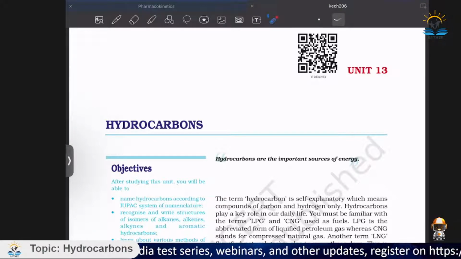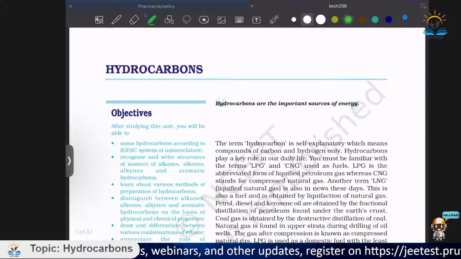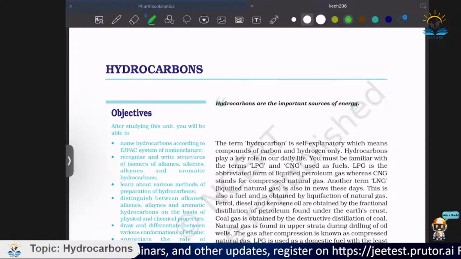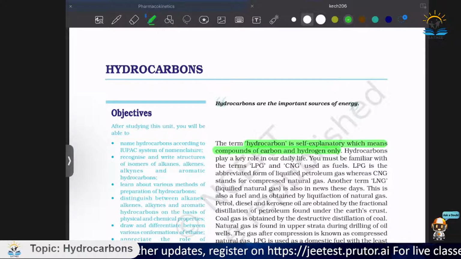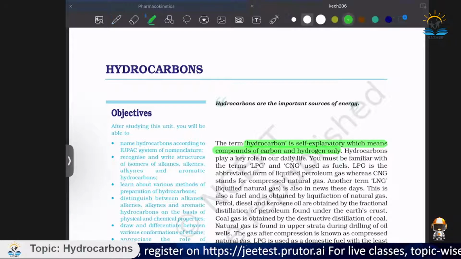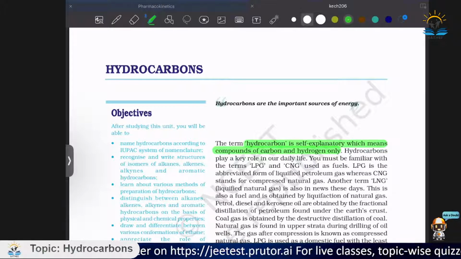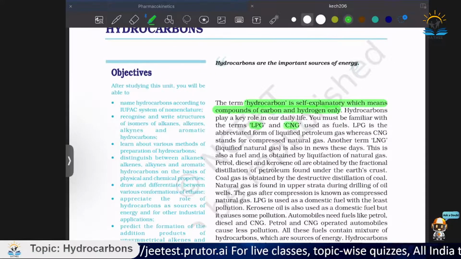Let's start. What is a hydrocarbon? Classically, it is self-explanatory, means compounds of only carbon and hydrogen. No oxygen, no nitrogen, no other element. Only carbon and hydrogen. Examples are LPG, CNG, right?